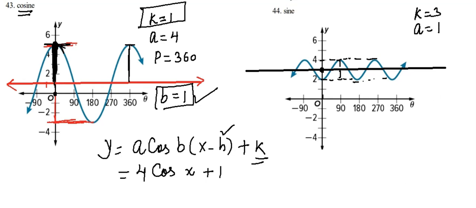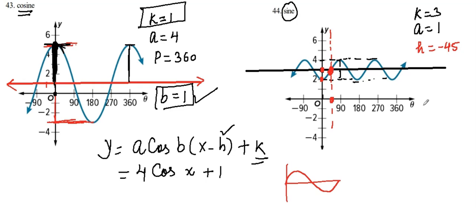Phase shift we need to see because this is sine. Sine graph starts from the origin, but this graph is not starting from the origin. So it is starting from here. Left and right, for phase shift always see the left and right. If I draw a small line here, then I will see that this is starting from minus 45. So H is minus 45 because a sine graph starts like this. So this point is not here, it is here at minus 45. So phase shift is this, and K we have, A we have.